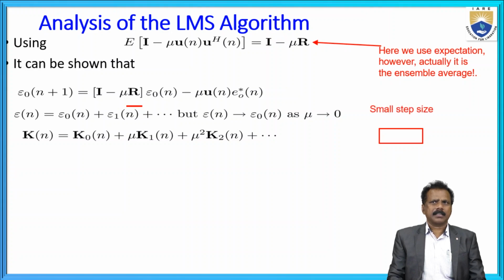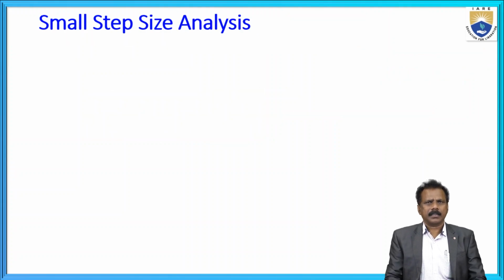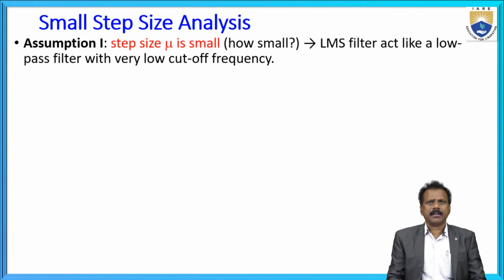You can consider the small step size assumption. Next, the small step size analysis is based on different assumptions. The first assumption is that the step size mu is small. How small? All values are very small compared to your assumption, so that our LMS filter acts like a low pass filter.